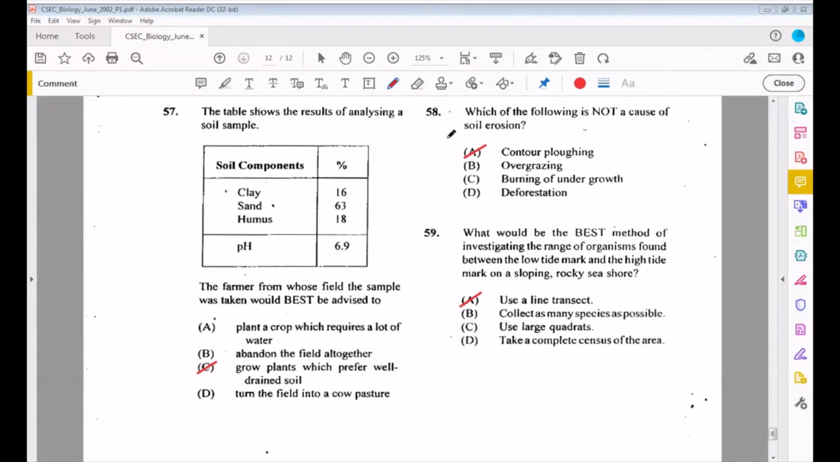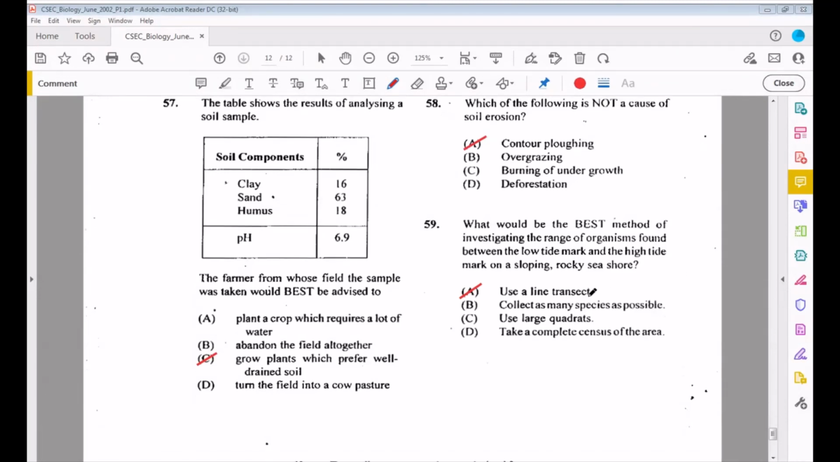59. What would be the best method of investigating the range of organisms found between the low tide mark and the high tide mark on a sloping rocky seashore? If you remember, way back in section A, you spoke about the different methods of sample collection. We would know that the answer would be A, the line transect would be the best.